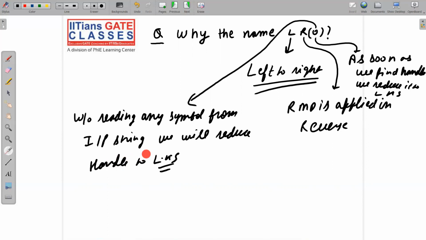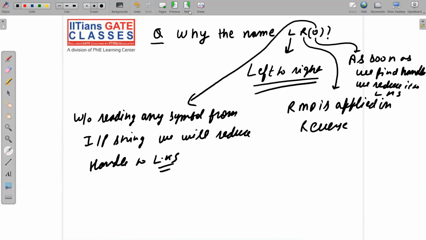Once handle is scanned, after scanning of handle, we will not read even a single symbol from input string, and we will directly reduce it to LHS. That is the basic meaning. Okay, I'm dictating, please try to write it down. After handle is scanned, we will directly reduce it to LHS without reading any input symbol from the string. Anyway, we should not waste time here. When I show you the example, you will get more clarity over it. Please try to follow it.